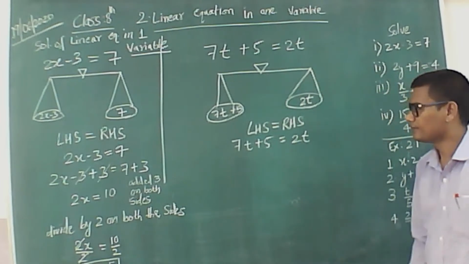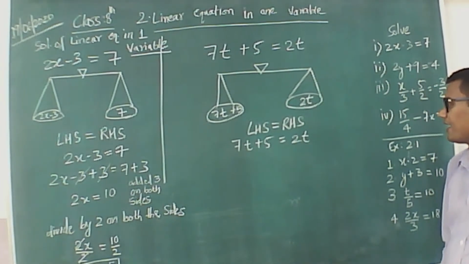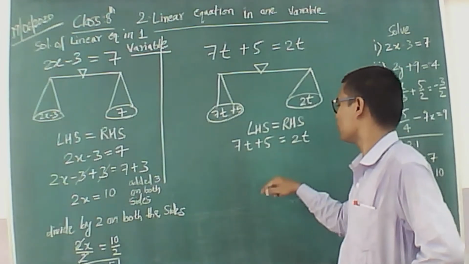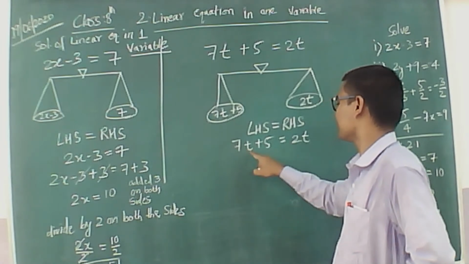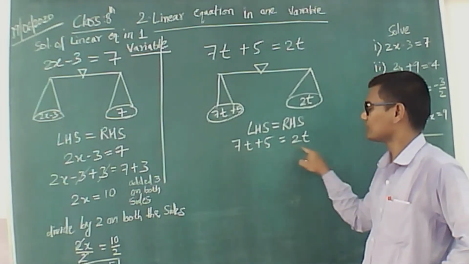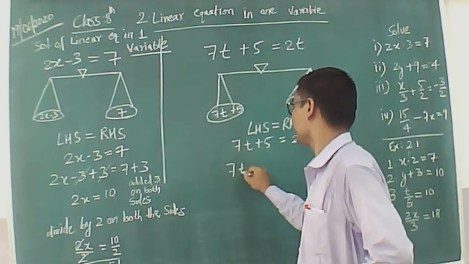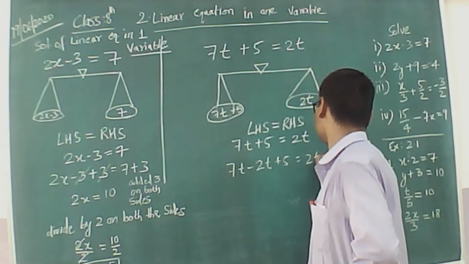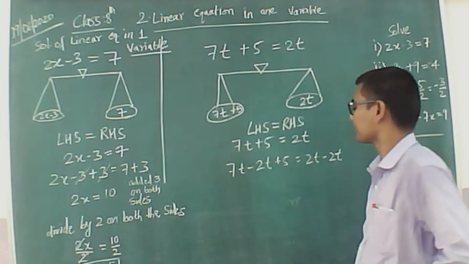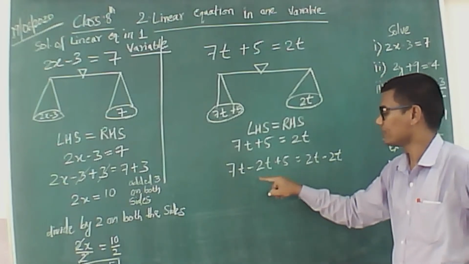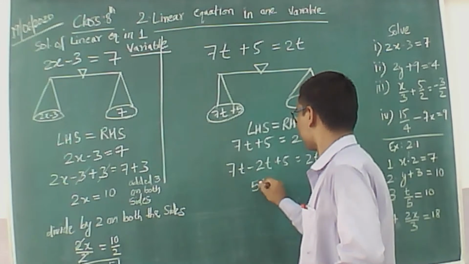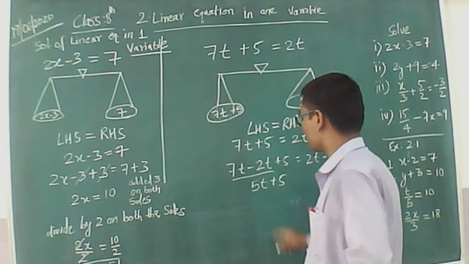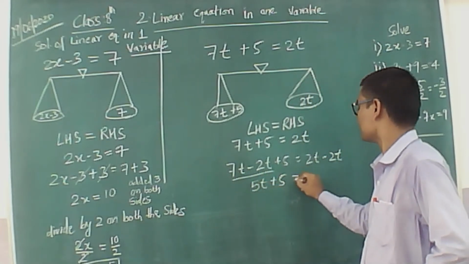Okay, and now we will subtract 2t from both the sides. So 7t plus 5 minus 2t is equals to 2t minus 2t. Here 7t minus 2t is 5t plus 5. 7t minus 2t is 5t plus 5 is equals to 0.